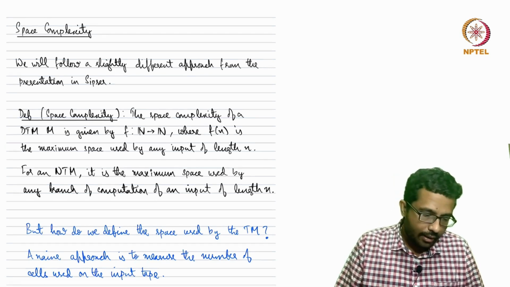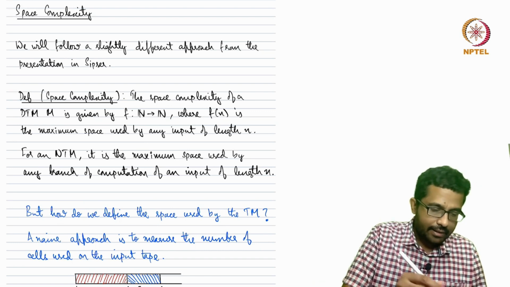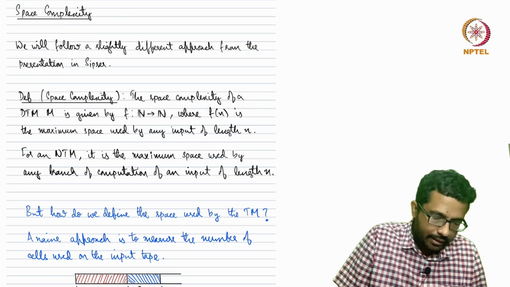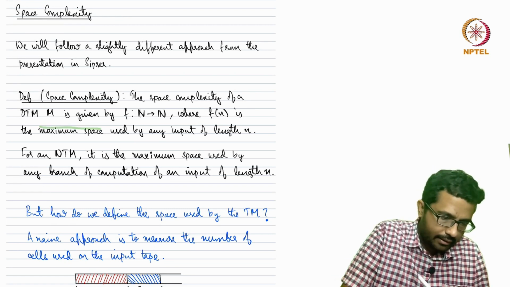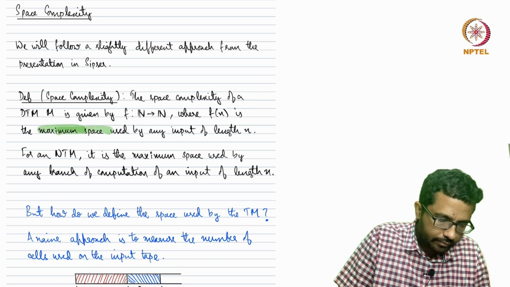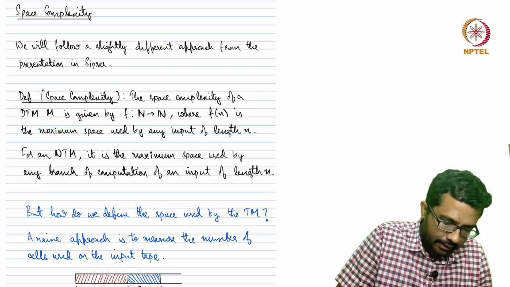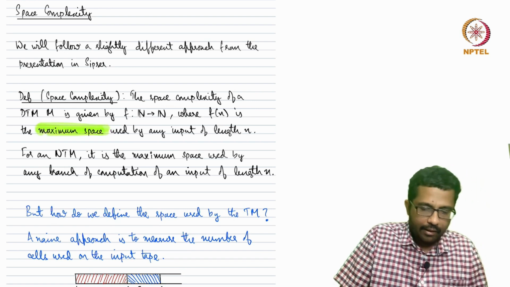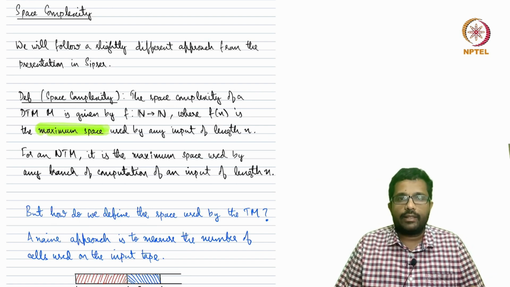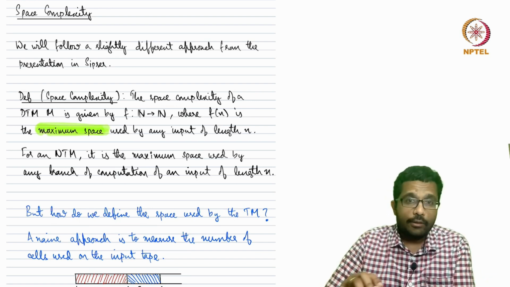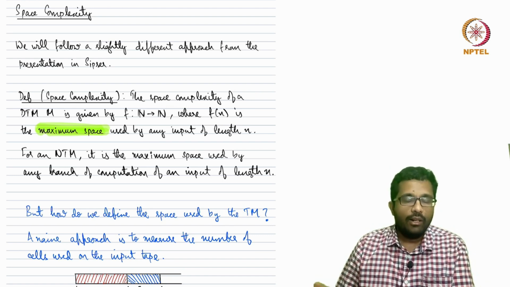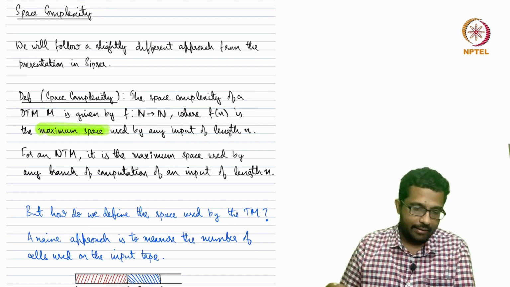Right? So space complexity is given by a function just like time complexity, where the function indicates the maximum space required by any input of that length. So just like time, instead of maximum time required, we are saying maximum space required. And for a non-deterministic Turing machine, it is the maximum space used by any branch of computation over all the inputs of length n.